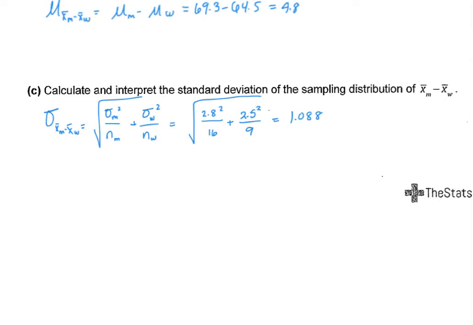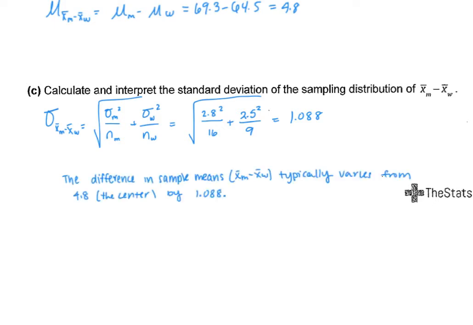And we want to interpret this standard deviation as well. The main idea of standard deviation is it's the average distance from the center. So if we put this in context of the problem, you would say the difference in the sample means typically varies from the center by 1.088. And if I put that in context, the difference in sample means x bar m minus x bar women typically varies from 4.8, which was the center, by 1.088.